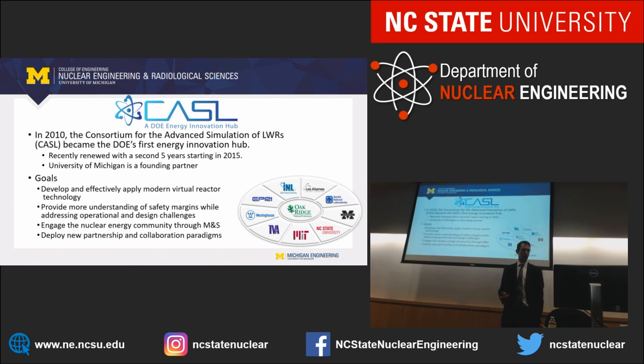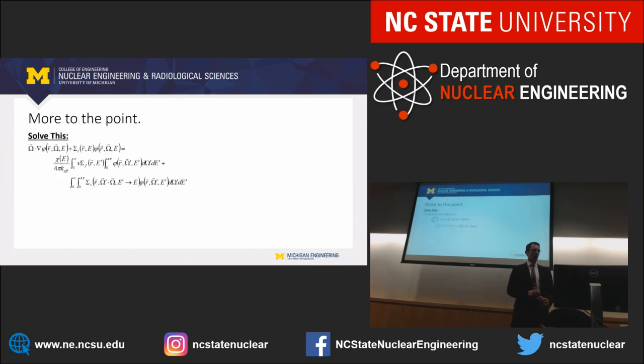For those of you who don't know, CASL is a big consortium that was $125 million for 5 years. We're now in year 8, I think, out of 10. This was the first energy innovation hub. NC State and Michigan were founding partners, and their charter goal from the beginning was to develop advanced modeling and simulation tools to be applied to the light water reactor community, and in particular the pressurized water reactor community. They wanted to do this by engaging members of the university, the industry, and also the national labs, and try to develop new collaborations, partnerships, and ways of technical people working together to solve big problems.